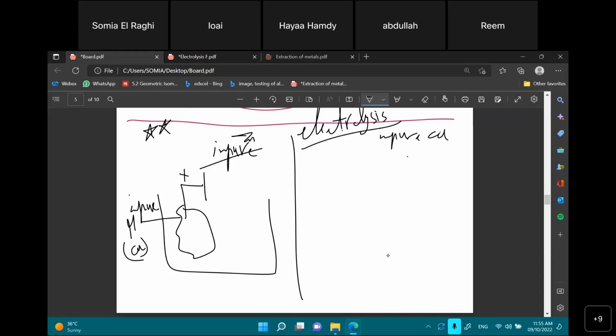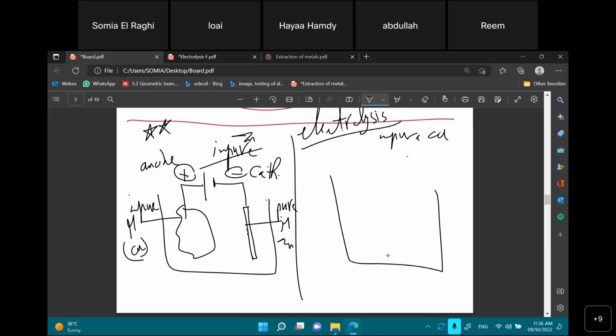Well, on the other side of the cell, it is the cathode area. I will fix here a very thin layer of pure metal. In this case, I have zinc. This one is the cathode area. So you have to memorize that we fix the impure metal at the anode. This is important. I will do the same for copper or any other metal.